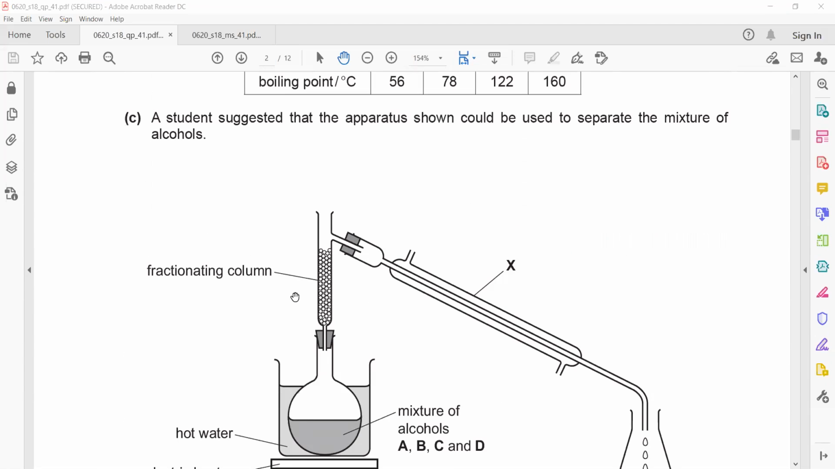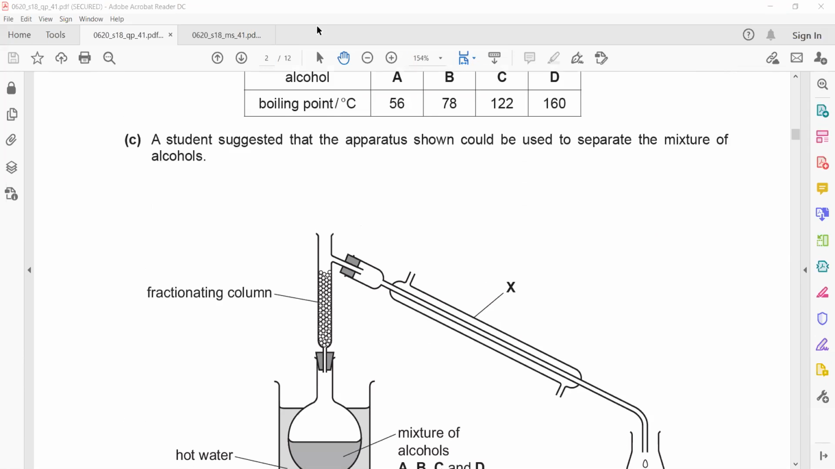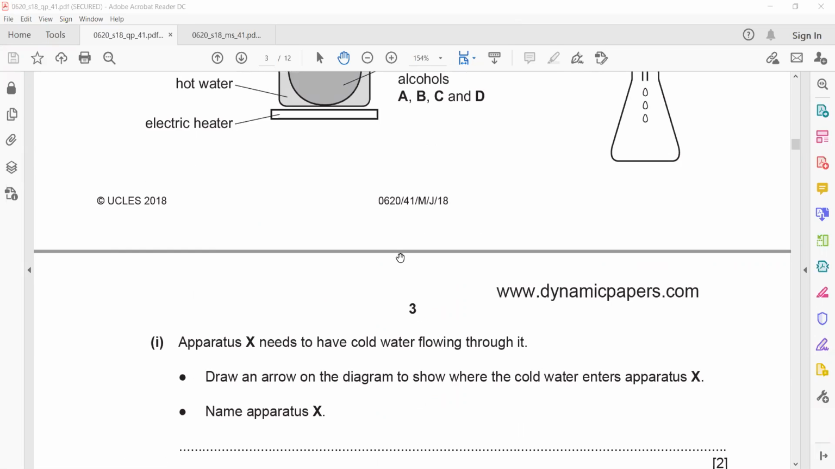So when we are using a hot water bath, why can it not be used? Because the temperature of the water cannot rise above 100, because when it reaches 100 it will start to boil. So the temperature of the alcohol cannot rise above 100. So alcohols C and D cannot be vaporized, because in this simple distillation, first is vaporization, and then condensation.